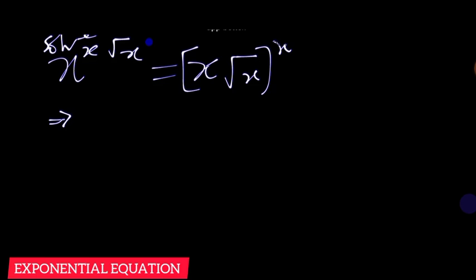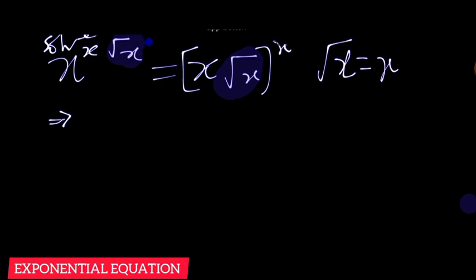The first thing I think we need to do is look at this root x and this root x here, and write them in the form of power, that is, in index form. So writing that in index form, root x is going to be x to the power of 1 over 2.